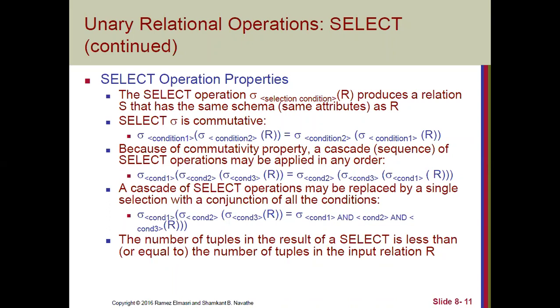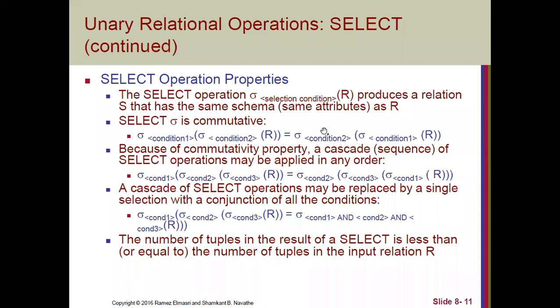The second one, if you see the second bullet, is about the commutative property. Let's assume that you have a sigma with condition 1 and there is a condition 2 as well. So there are two conditions involved. For example, those employees whose salary is greater than this, and also those employees who belong to department number 1. So we have two conditions. Either you apply condition 2 to R first and then condition 1 to the resultant, or it is equal to this expression where condition 1 is first applied to R, and then condition 2 is applied to the resultant relation.